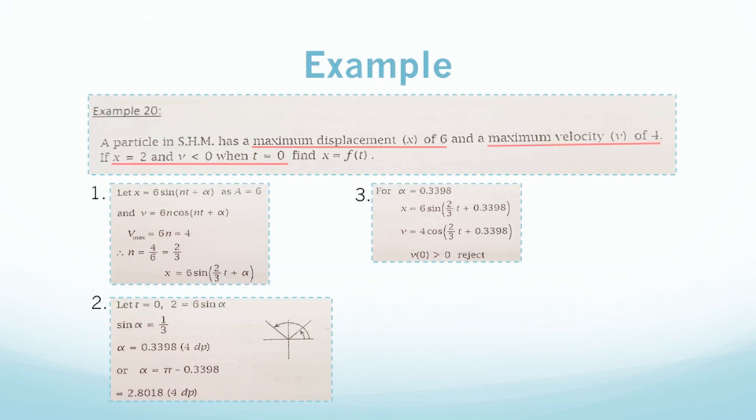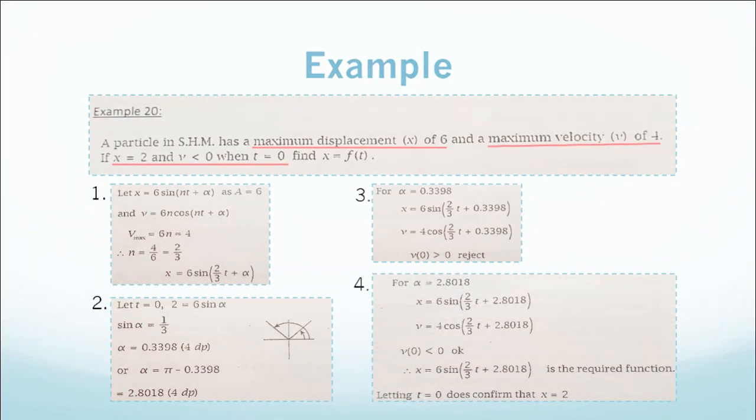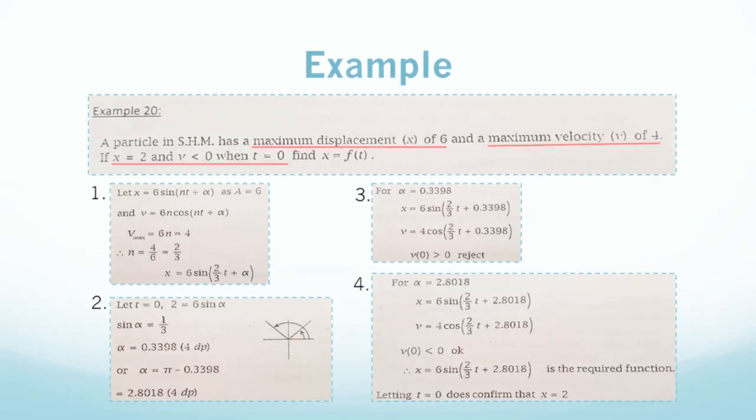As the question wants the function when velocity is less than 0, you can see that if alpha's value is equivalent to 0.3398, the velocity's value will be more than 0 when t is 0. Therefore, we shall reject 0.3398 as alpha's value. If alpha is 2.8018, the velocity would be less than 0 when t is 0. Therefore, the equation is x equals 6 sin(2/3 t + 2.8018). Letting t equal 0 also confirms that x is equivalent to 2.